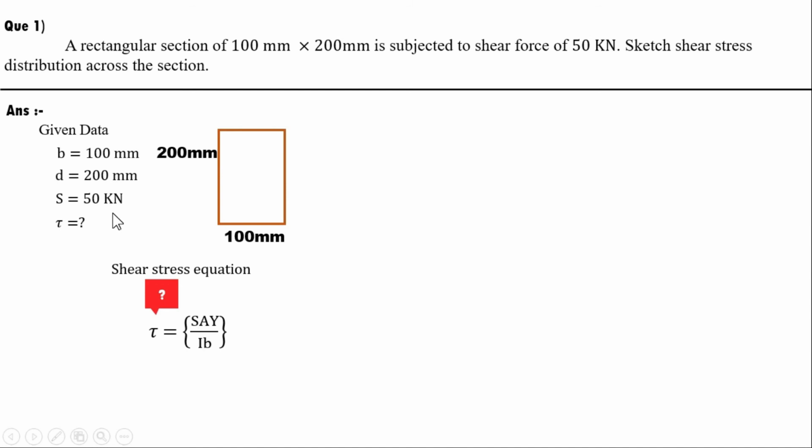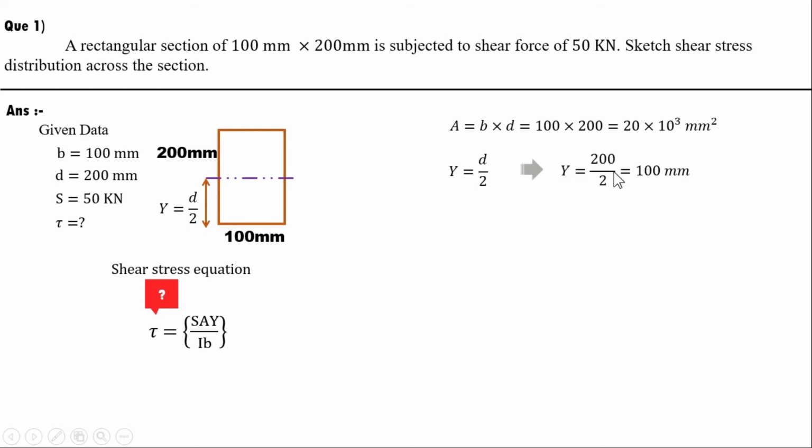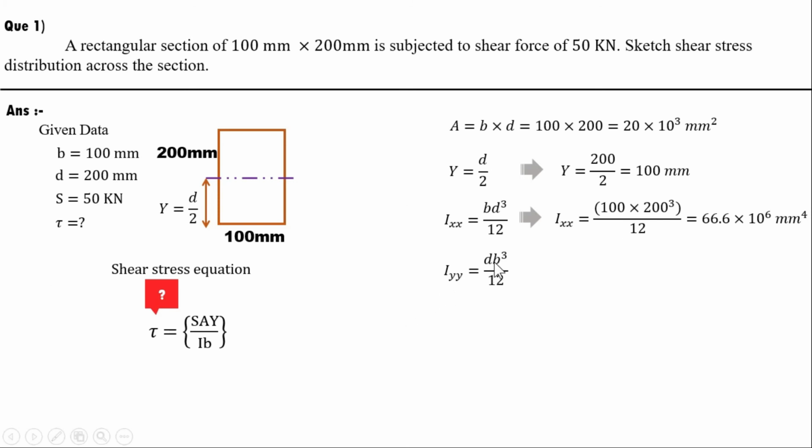So S is given, that is 50 kilonewton. Area of section we can calculate, that is B into D, 100 into 200, so 20 into 10 raised to power 3 mm square is the area of the rectangular section. Similarly, the value of y, which is given here, is 200 divided by 2, that is 100 mm. Here I about the x-axis is BD cube divided by 12. If I put the values of B 100 and D 200, I get Ixx is 66.6 into 10 raised to power 6 mm raised to 4. Let us move to Iyy, that is dB cube divided by 12. So I get Iyy is 16.6 into 10 raised to power 6 mm raised to 4.